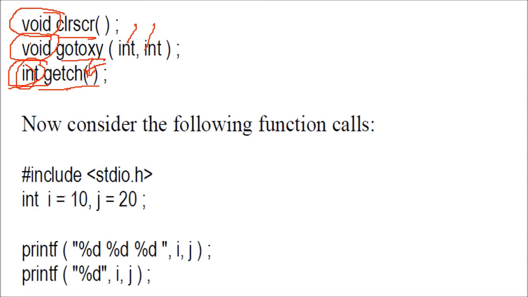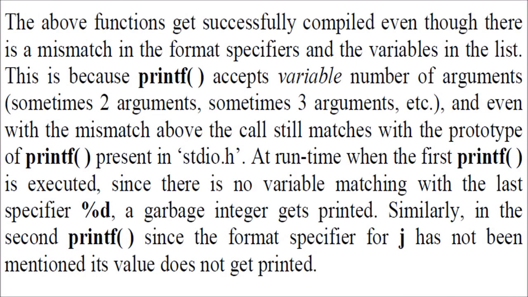Just consider this function call: i is 10, j is 20. So i is 10, j is 20. Now i and j will go here. How about this one? What will this %d do? There will be an error. How about this? i will be printed, say 10. How about j? What will be printed? In the first case, the compilation will be done.